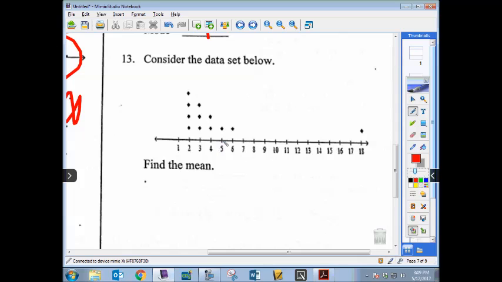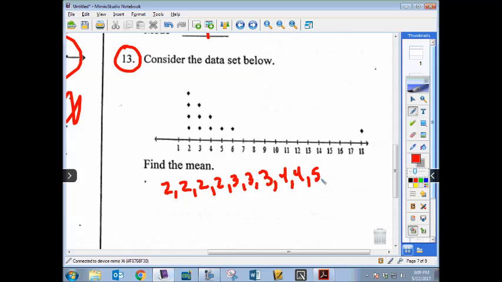Consider the data set. I had a lot of people miss this question, and I'll show you why. Whenever I get a dot plot like this, the first thing I like to do is just list them out. 2, 2, 2, 3, 3, 3, 4, 4, 5, 6, and then guess what? A lot of you were doing this, and then of course you were adding it up. You were putting pluses in between all these.